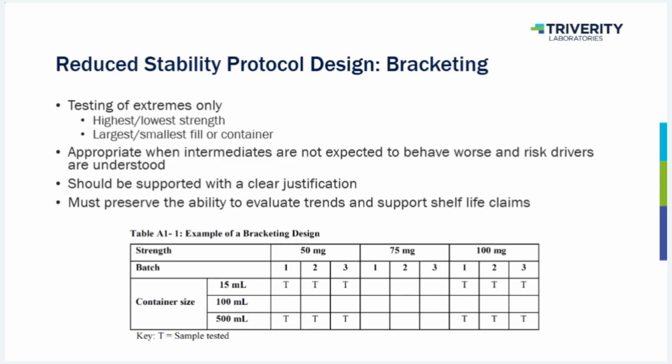The only way you can do this is really understanding that 75 milligram and the 100 milliliter, and knowing that there are no significant differences in the formulation or in the packaging that would negate the ability to bracket. So you need to support your bracketing decision with clear justification, and you have to be able to preserve the ability to evaluate trends and support the shelf life of that 75 milligram and of that 100 milliliter package size.